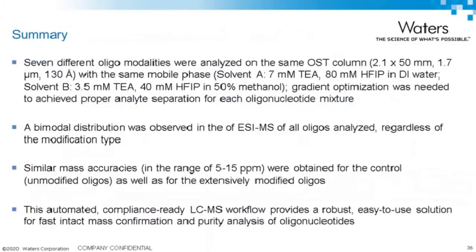To summarize, we have shown some data for 7 different oligonucleotide modifications that were analyzed using the same OST column and the same mobile phase, just gradient optimization for separation of different mixtures. A typical bimodal distribution was observed for all the ASIMS spectra, regardless whether the oligos were modified or not. Typical mass accuracies were in the range of 5 to 15 ppm for both the control or unmodified oligos compared to the extensively modified oligos.